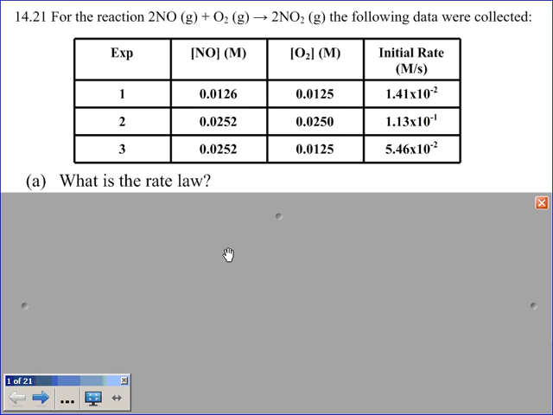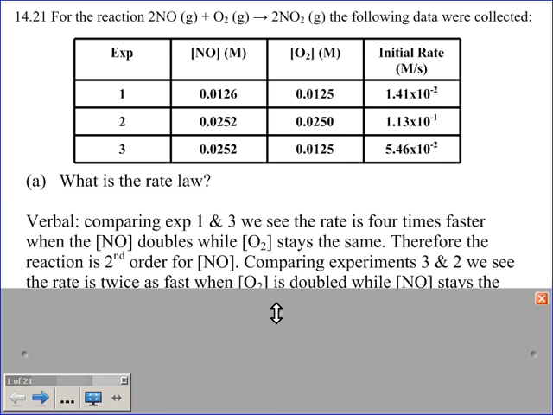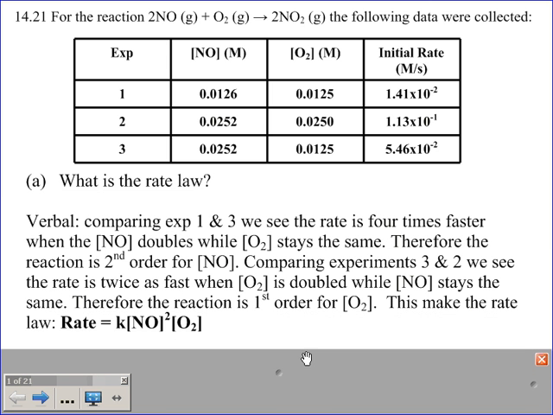So what is the rate law? First way I'm going to show you is that we can often do it verbally. All we have to do in this case is compare different rates. If we compare experiments 1 and 3, we see that the rate between 1 and 3 is 4 times faster, while what happens? This one doubles. Concentration of NO is doubling while the concentration of O2 stays the same. So since it's 4 times faster when the concentration of one doubles, it's second order for that.